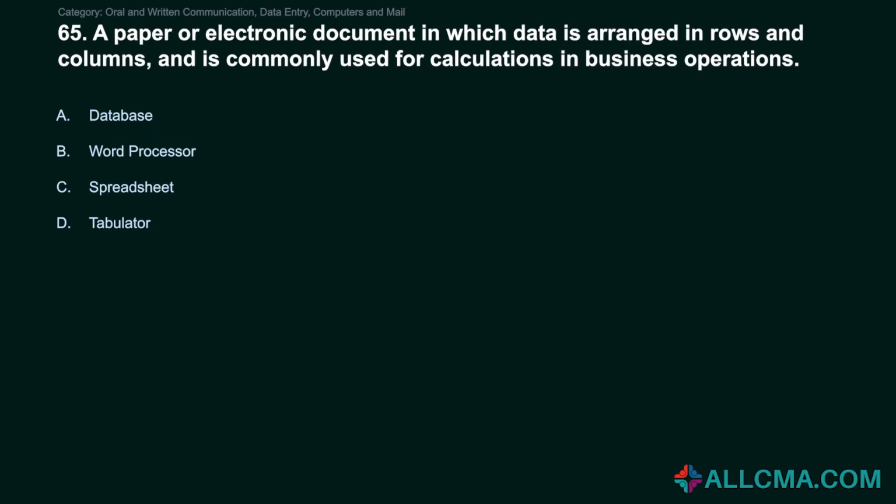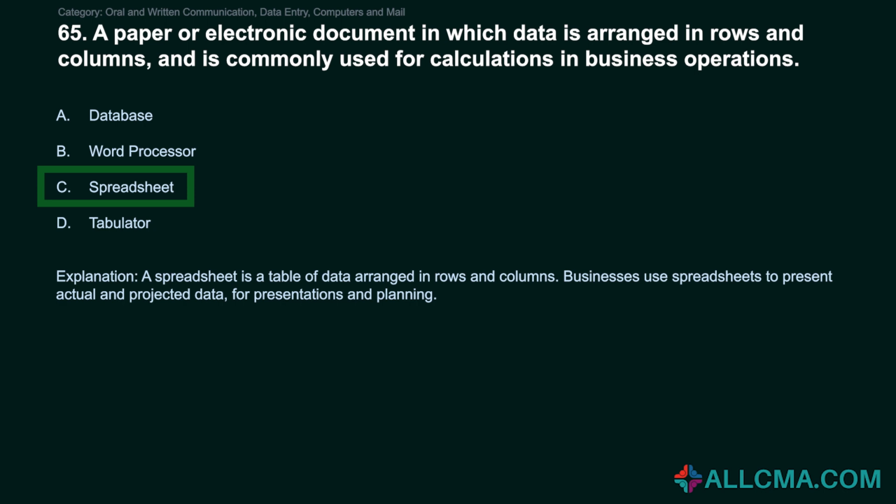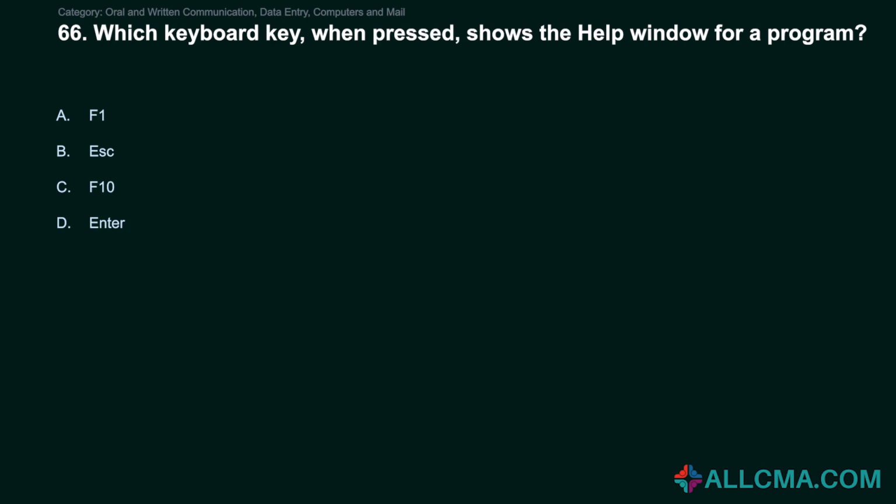65. A paper or electronic document in which data is arranged in rows and columns, and is commonly used for calculations in business operations. A. Database. B. Word processor. C. Spreadsheet. D. Tabulator. Correct answer, C. Spreadsheet. A spreadsheet is a table of data arranged in rows and columns. Businesses use spreadsheets to present actual and projected data, for presentations and planning.